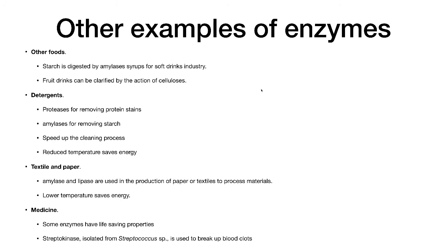Textile and paper. Enzymes such as amylase and lipase are used in the production of paper or textiles to process materials. Since enzymes operate at lower temperatures and in less harsh conditions, their use saves energy and decreases the use of harsher chemical processes. Medicine. Some enzymes have powerful activities that find utility in the medical field. For example, the enzyme streptokinase, isolated from Streptococcus species, is used to break up blood clots, and this can be a life-saving treatment for someone suffering a heart attack.